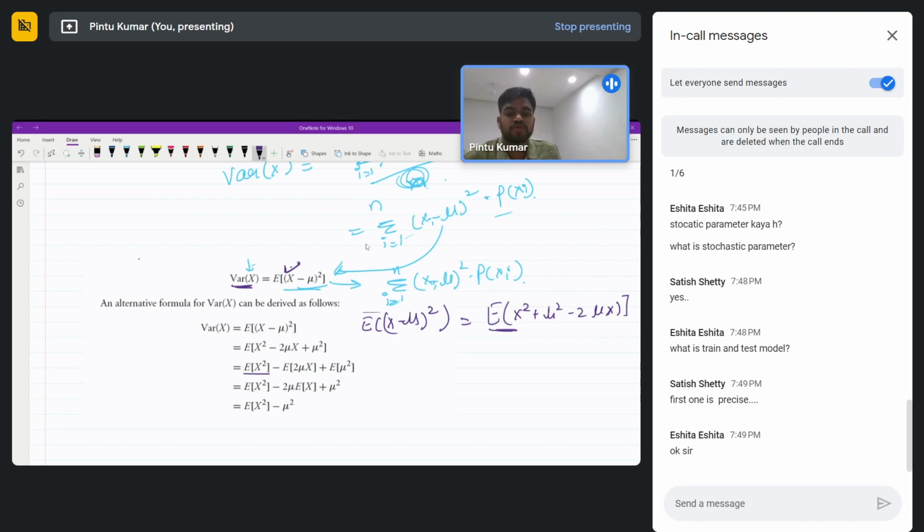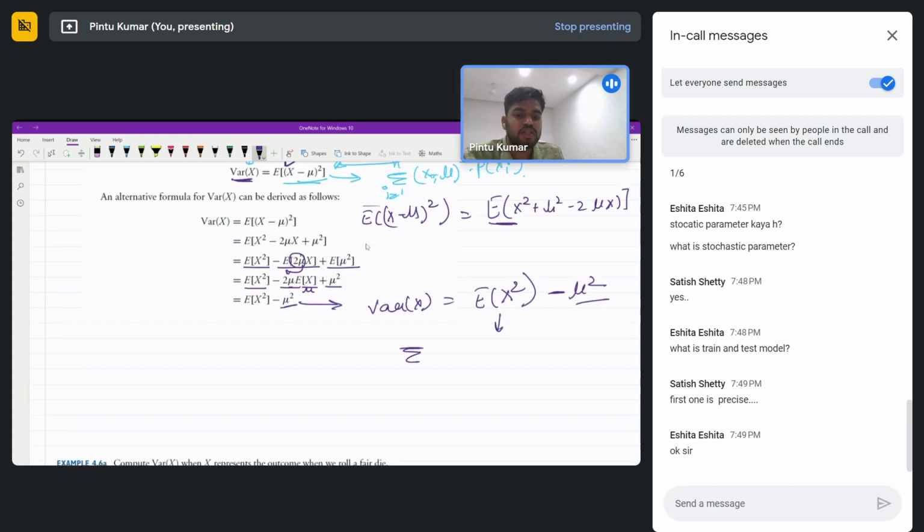So you got expectation of x square minus expectation of 2 mu x plus expectation of mu square. Okay. And this 2 mu is a constant value. That's why it comes out of the expectation. And you get 2 mu expectation of x plus mu square. So this value is again mu. So this becomes minus 2 mu square plus mu square, which is minus mu square. And you get an alternate formula for variance of x, which is expectation of x square minus mu square. How do you calculate this first part, expectation of x square? This is nothing but summation of 1 to n of xi square into probability of xi. So in the mean, you used to do summation of xi p of xi. To calculate expectation of x square, you will do summation of xi square probability of xi.